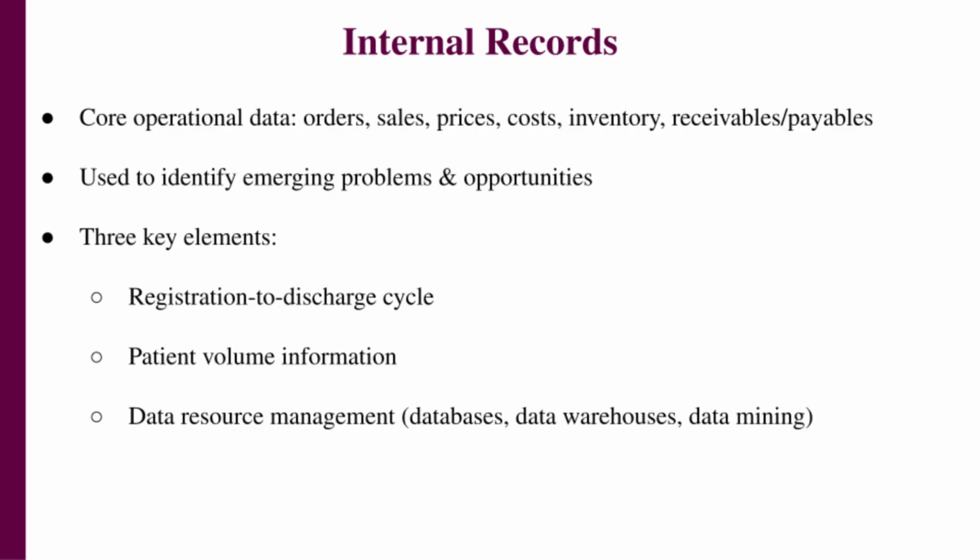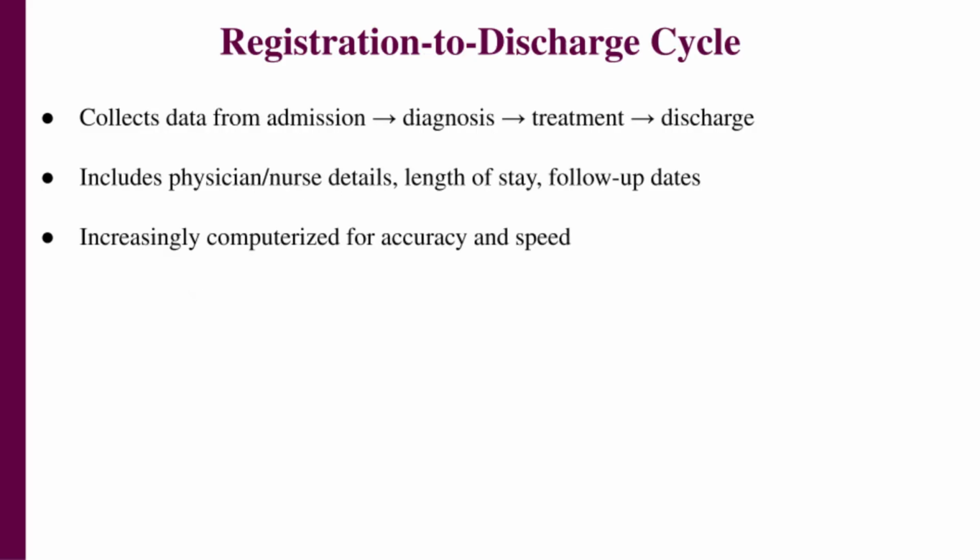Let's first examine the internal records, which are the foundation of MIS. Internal records are the organization's core operational data. These include sales, orders, prices, costs, inventory, receivables, and payables. Purpose: internal records help managers detect emerging problems or opportunities. For example, a sudden increase in cancellations may indicate a service quality issue. 3 key elements: registration to discharge cycle, patient volume information, data resource management.